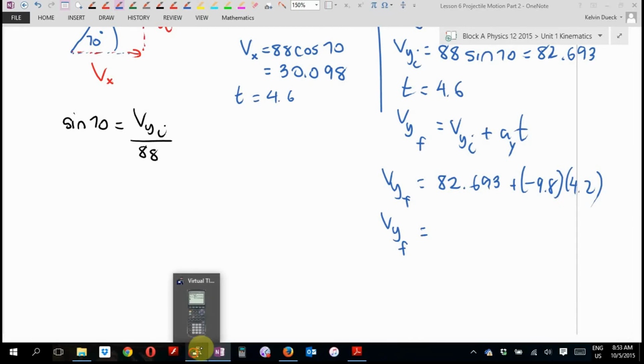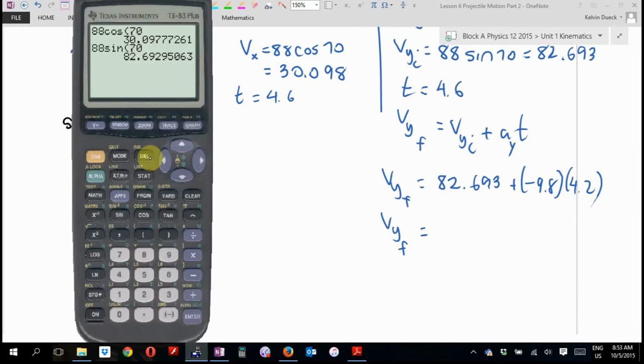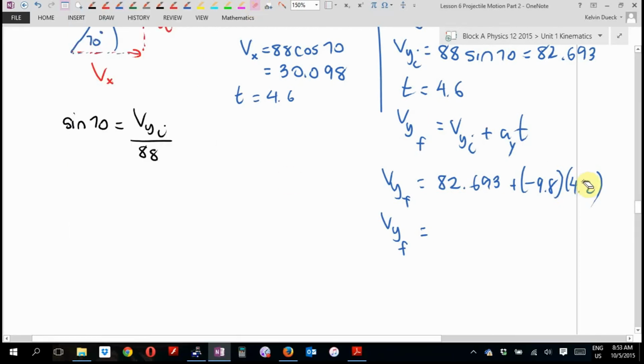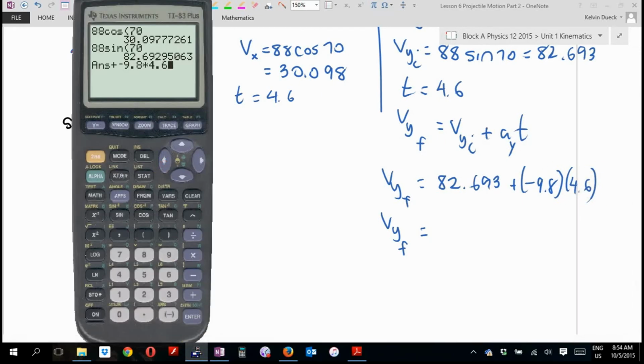What's the y velocity after 4.2? Oh, I even have this on my calculator. Not plus twice. Negative 9.8 times. I keep doing 4.2. I don't know why. For some reason, that's in my head. 4.6. Thank you. Even did it there. Oh. Is it on the way up or on the way down? Up. 37.613.